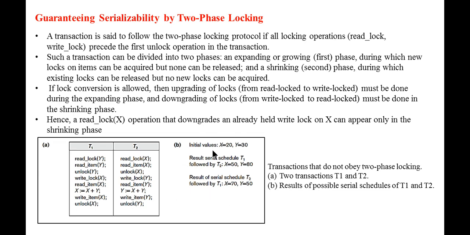If you take the initial value and try to execute these two, then these are the two values, and if they are executed parallelly in an interleaved manner, interfering with each other, then automatically values will be changed for some of the schedules. So these two transactions are not obeying the two-phase locking protocol.